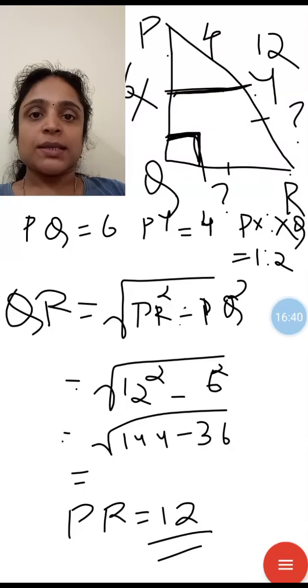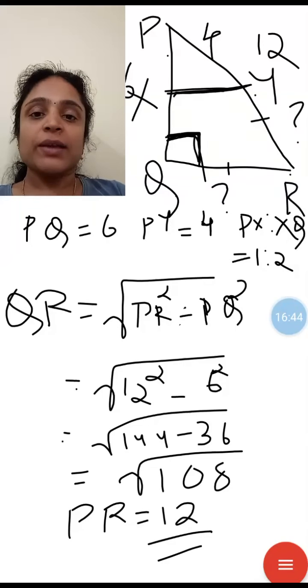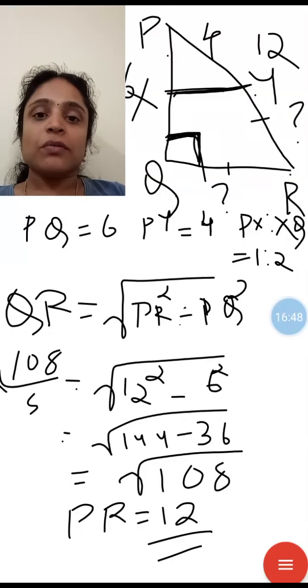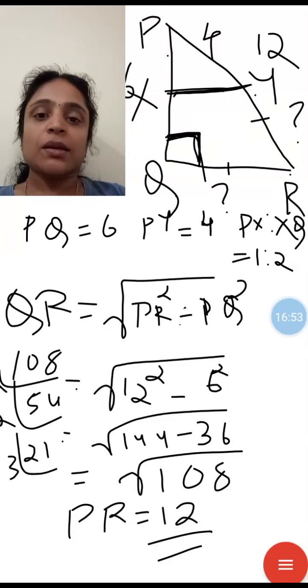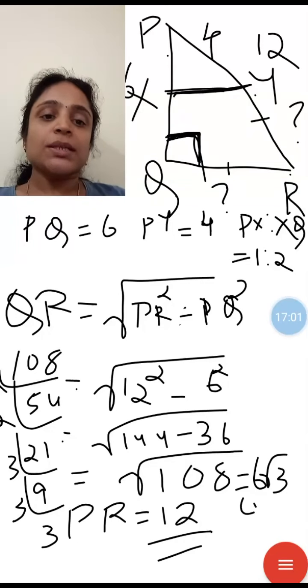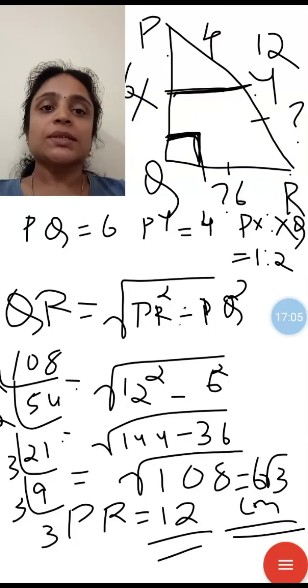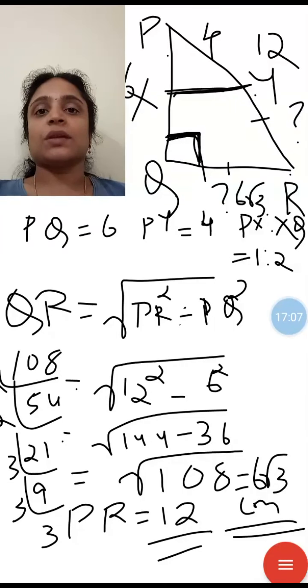to root of 108. If you factorize this, you will get 108. So, 2, 54, 2, 27, 3, 9, 3, 3. So, 6 root 3. So, you will get QR equal to 6 root 3 centimeter, which is the answer. So QR equal to 6 root 3 centimeter. Okay, understood?